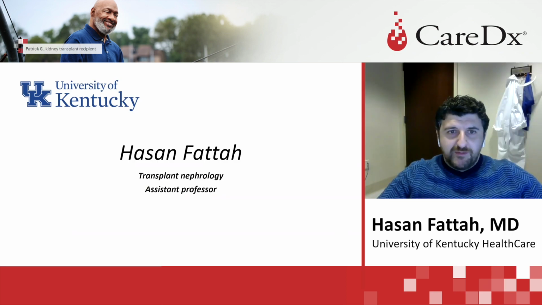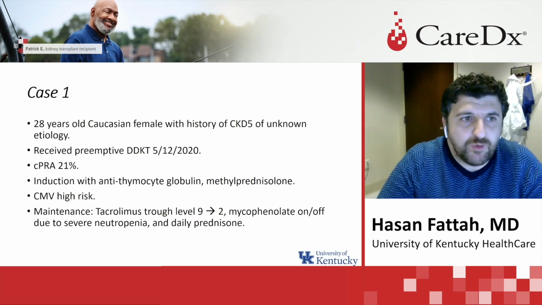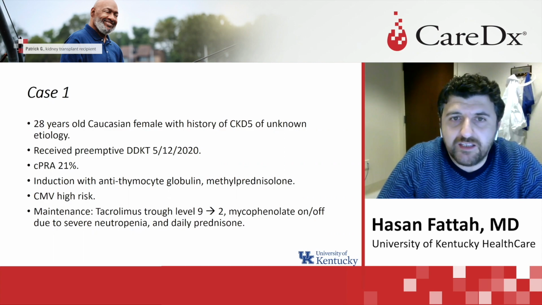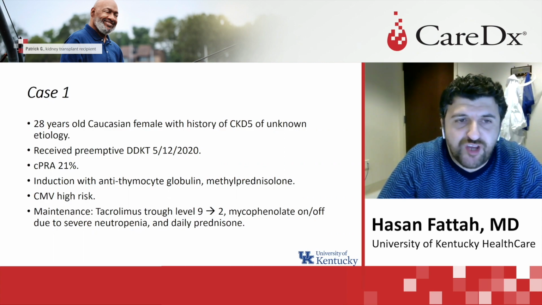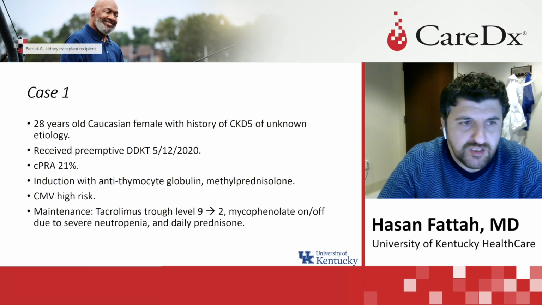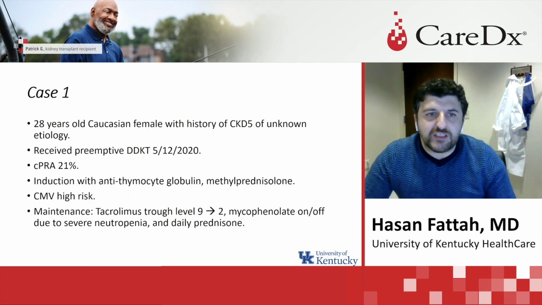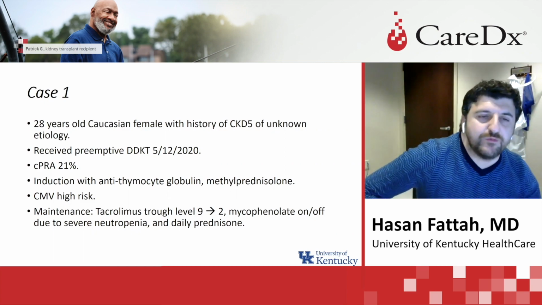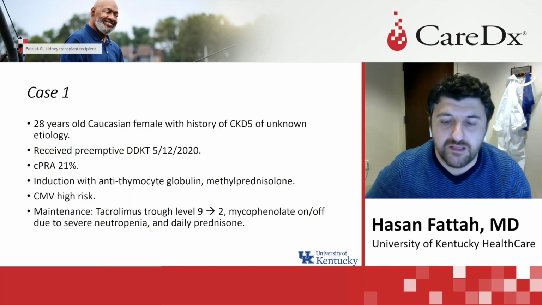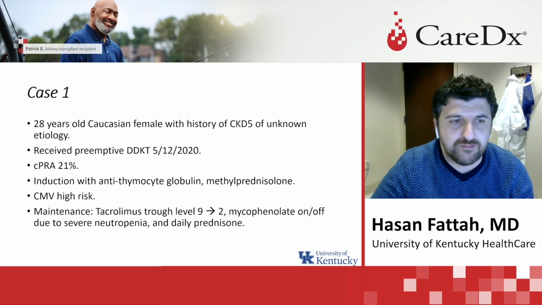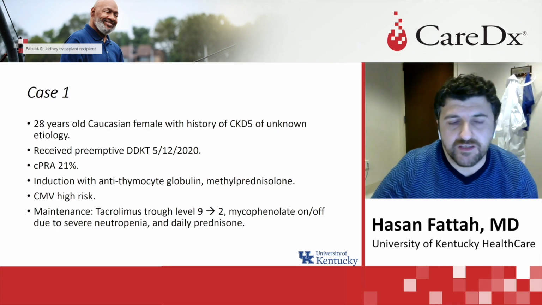Hello, everyone. My name is Dr. Hassan Fatah from University of Kentucky. I am very pleased and excited to share with you interesting cases that we have been following up here at the University of Kentucky. Case number 1, 28 years old, white female with CKD5 who received preemptive kidney transplant in May 2020. She was not sensitized with calculated PRA of 21%, received traditional induction immunosuppression with thymoglobulin solumedrol, followed by triple immunosuppression maintenance treatment with tacrolimus.